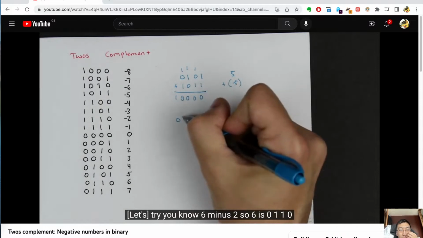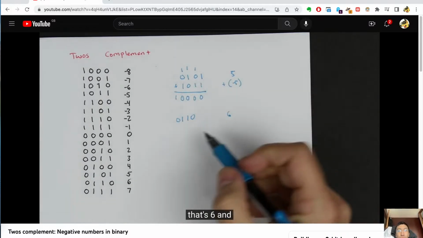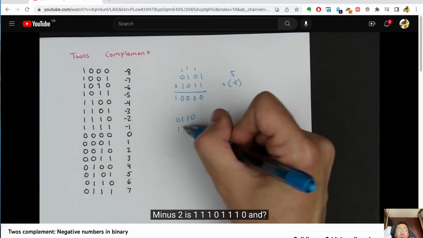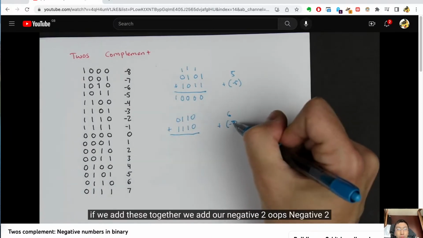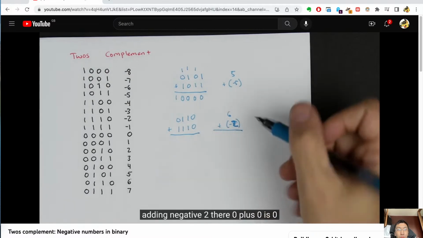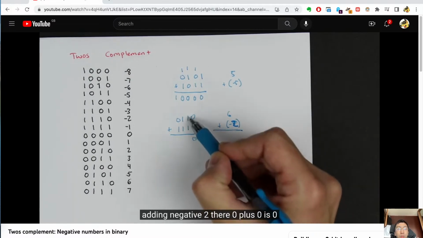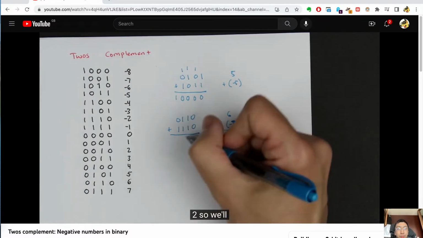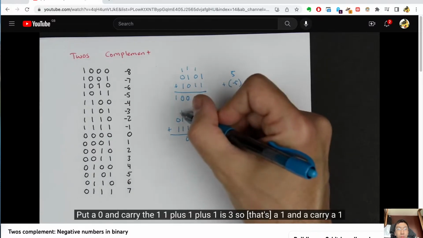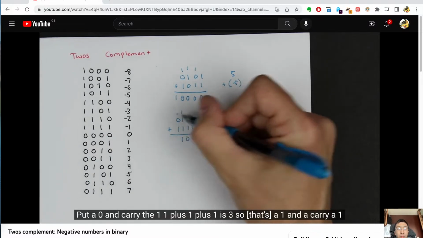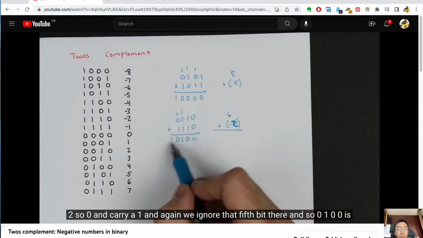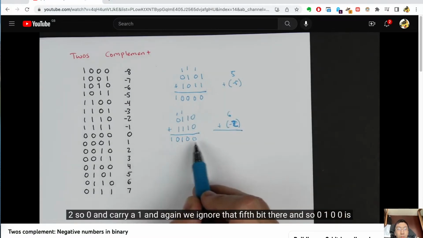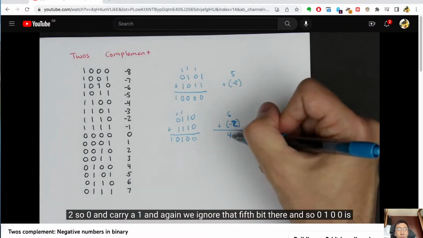So let's try 6 minus 2. So 6 is 0, 1, 1, 0. And minus 2 is 1, 1, 1, 0. And if we add these together, adding negative 2 there: 0 plus 0 is 0. 1 plus 1 is 2, so we'll put a 0 and carry the 1. 1 plus 1 plus 1 is 3, so it's a 1 and we carry a 1. And 1 plus 1 is 2, so 0 and carry a 1. And again, we ignore that fifth bit there. And so 0, 1, 0, 0 is 4. And sure enough, 6 minus 2 should be equal to 4.